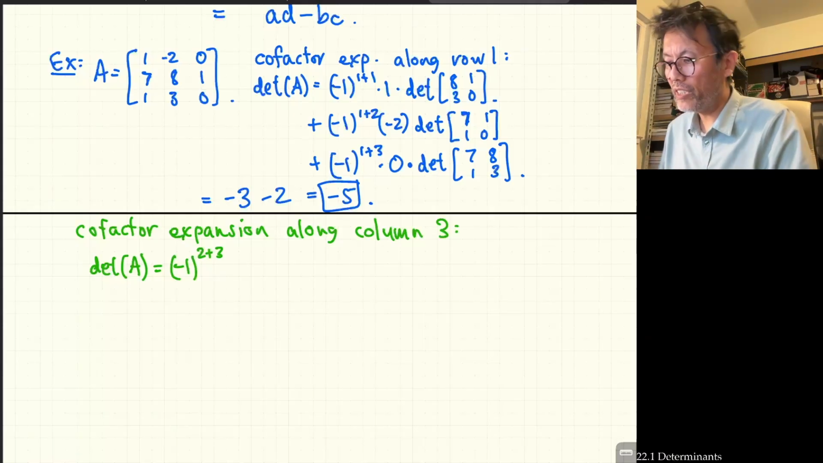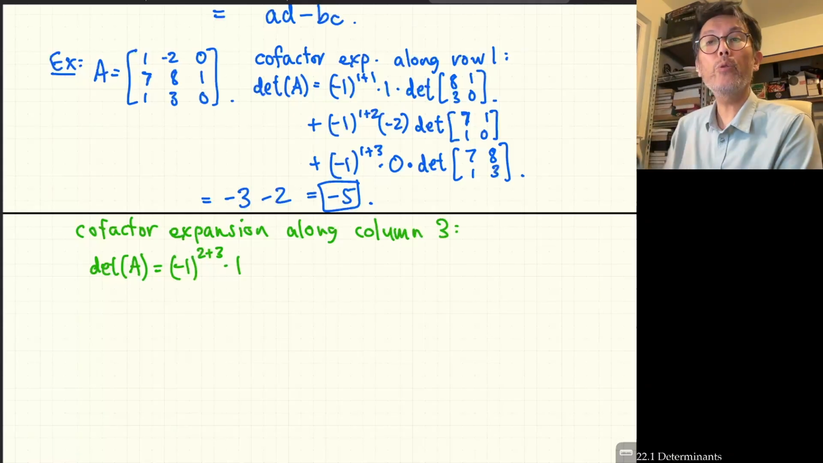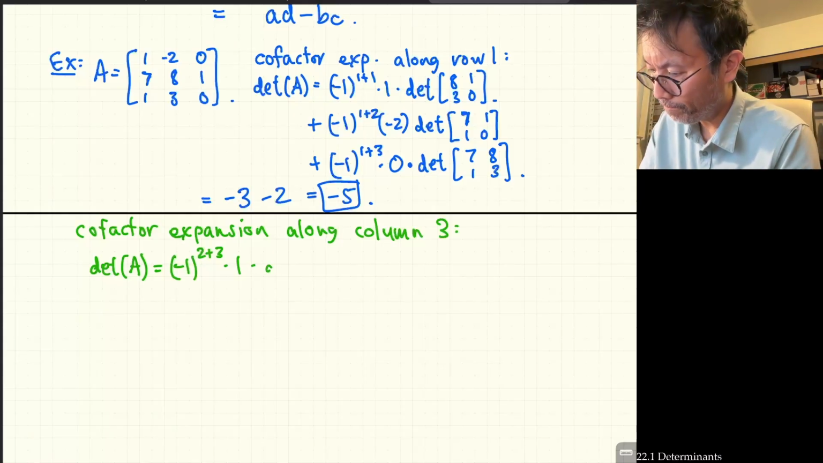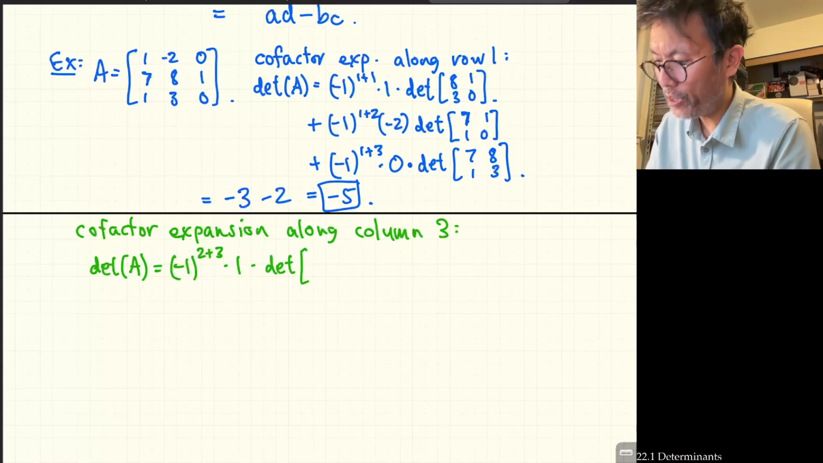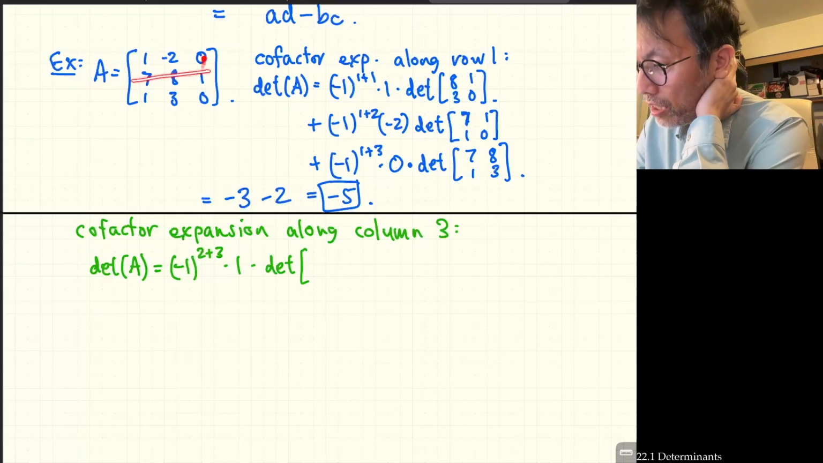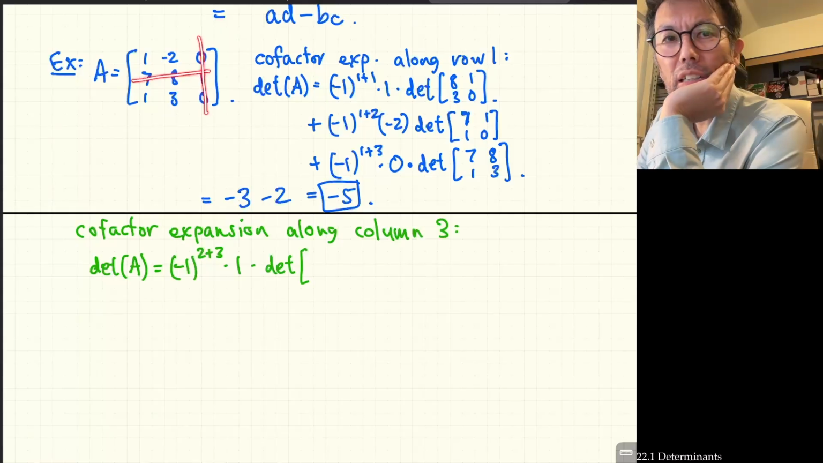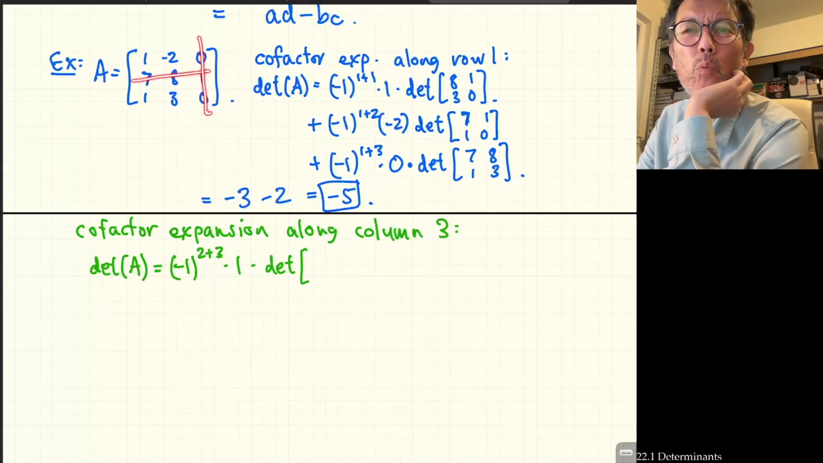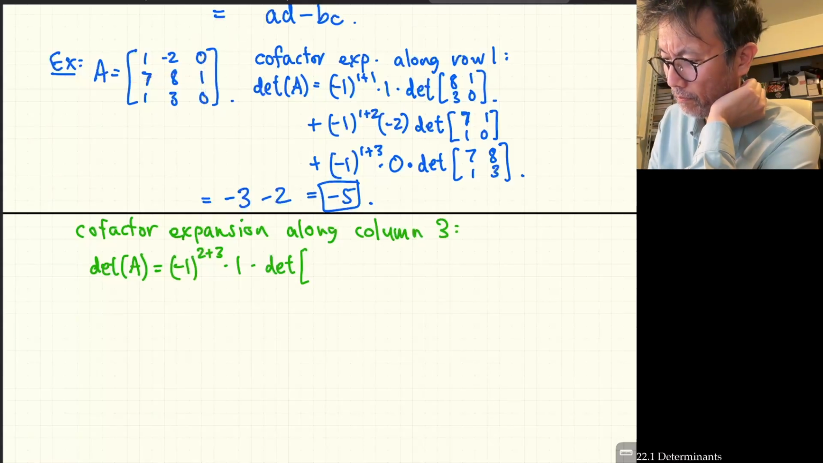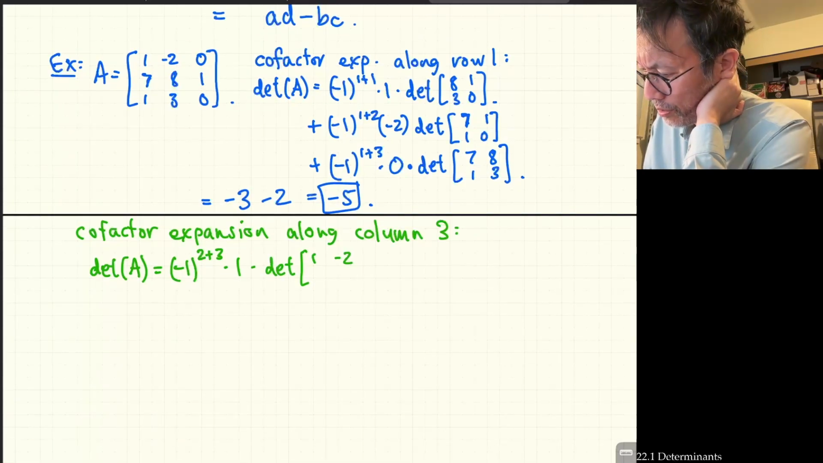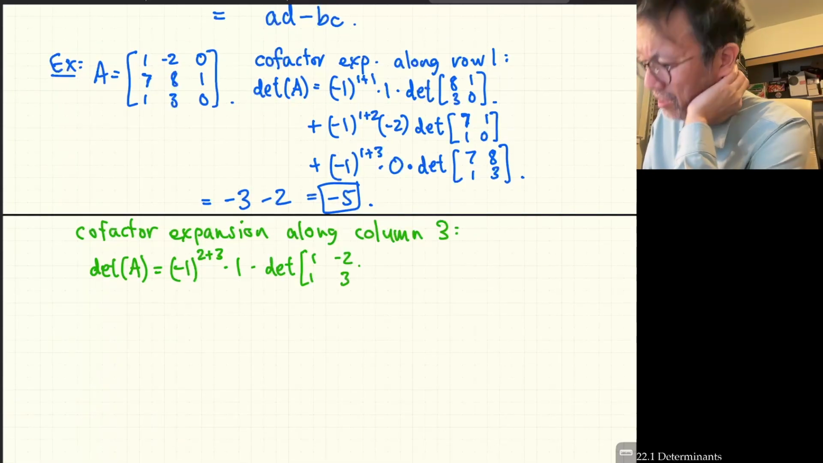Okay. Negative 1 to the 2 plus 3 times the 2, 3 entry, which is 1, times the determinant of the 2 by 2 matrix that I get by deleting the second row and third column. Do you see that matrix there? It's 1, negative 2, and then 1, 3.